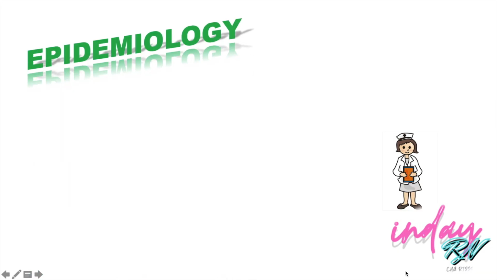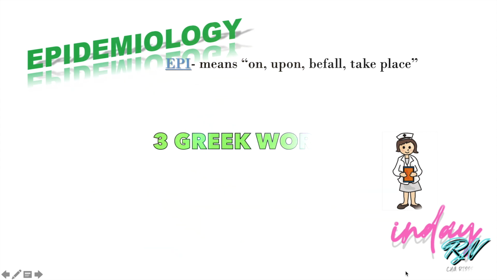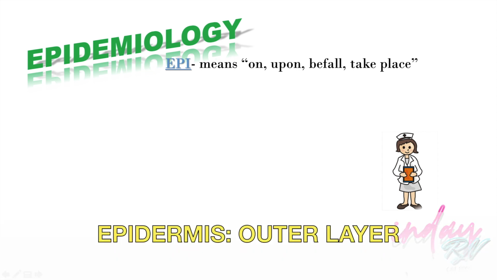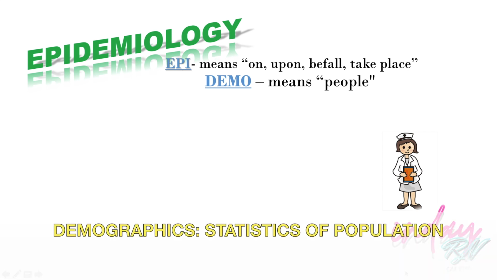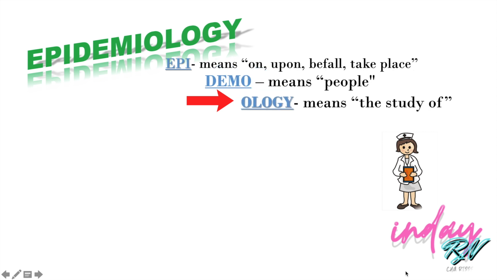In community health nursing, we need to discuss epidemiology. And did you know that epidemiology is actually three Greek words? First is epi. This means on, upon, befall, take place. Here, always think of the epidermis, which is upon the body. The next word is demo. That means people. Here in demo, think about demographics, which is the study of statistics of population, people. And the last word is ology, which means the study of something.